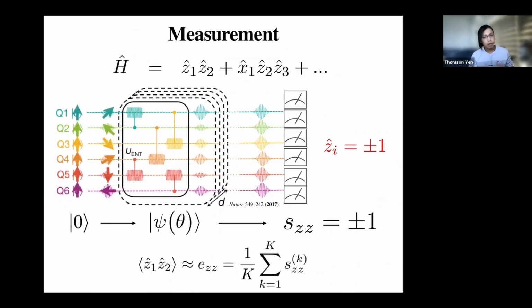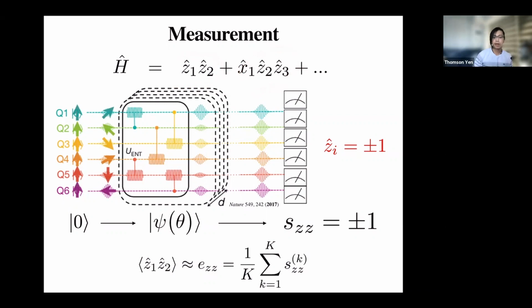So just to show why it isn't that simple, let's look at an example of the Hamiltonian. Here, the Hamiltonian is usually a sum over these Pauli words. And let's say these are the first two terms of your Hamiltonian. So you have two problems.